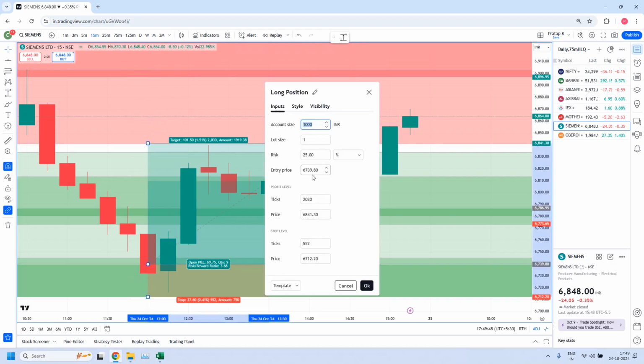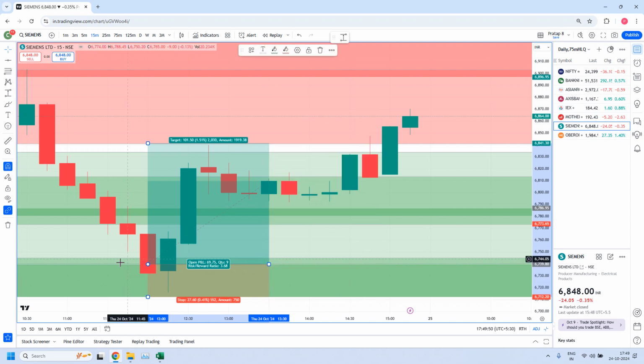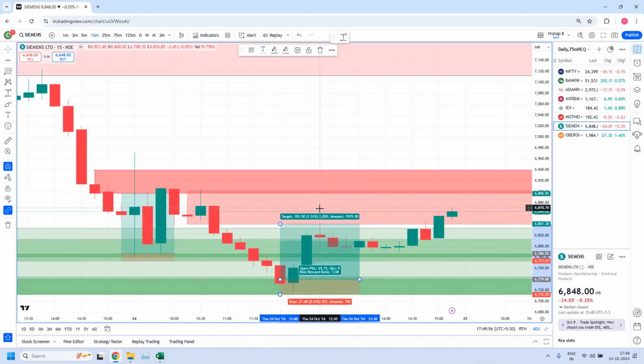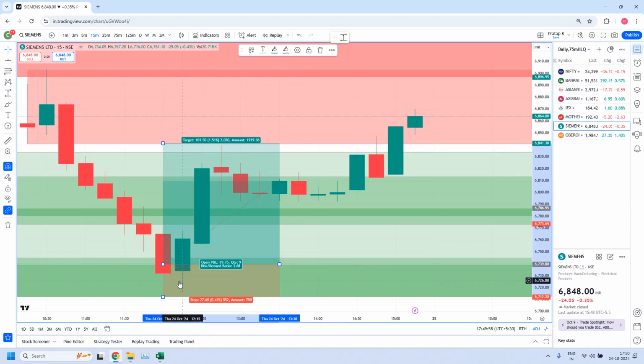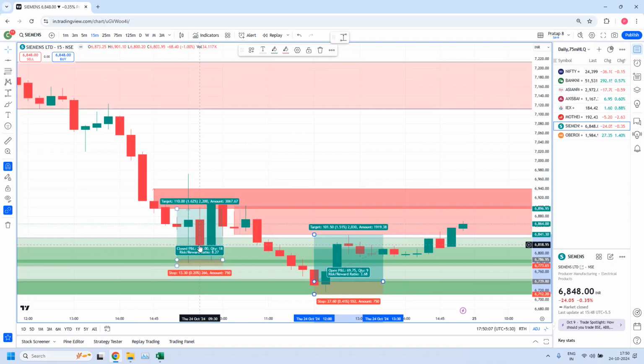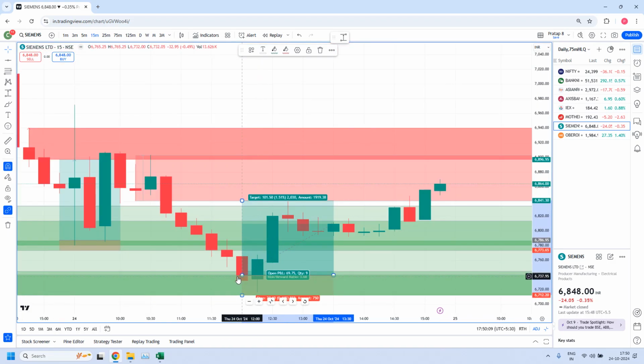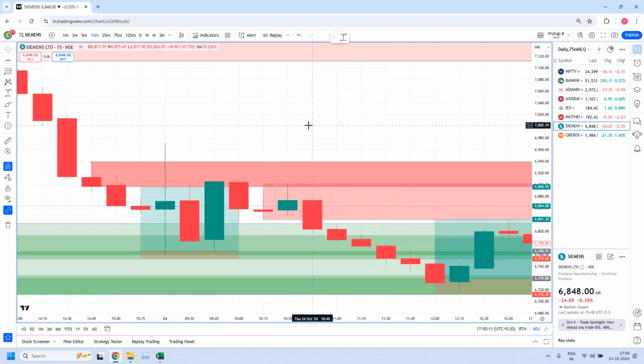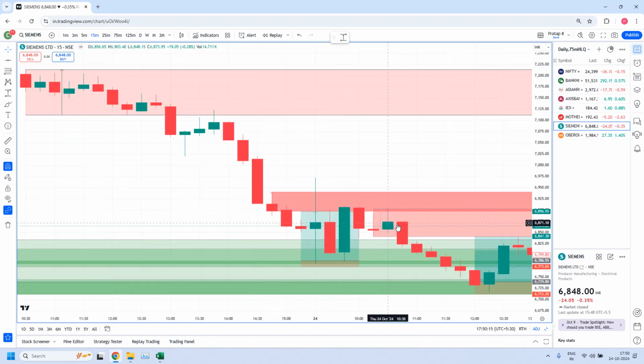Our entry price 6739.80. So this is the area. This entire thing is our risk. Okay, we got the trade. In the 12 o'clock candle we got the trade. And what about our target? Because a new 15 minutes zone is created again. We have a drop, 2 base candles and again a drop.